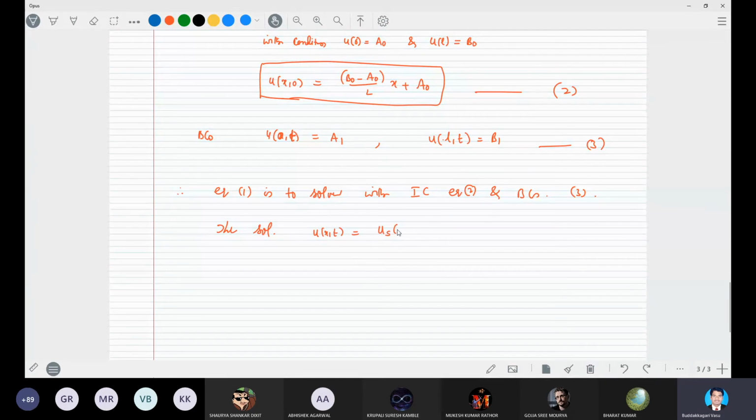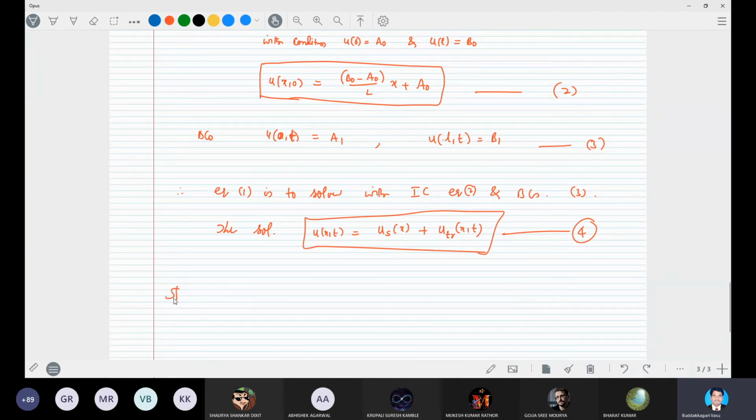solution of the steady case, us(x), plus u transient of x comma t. Okay, so this will be the solution. These two parts are to be determined.